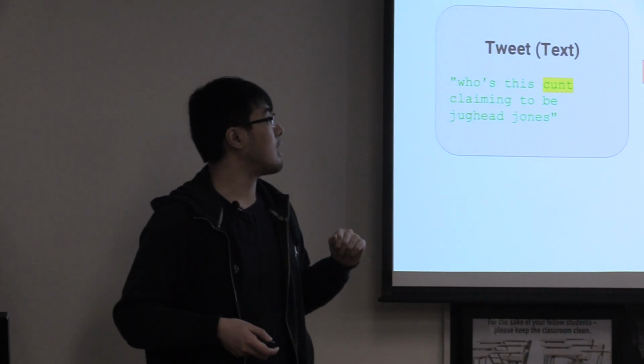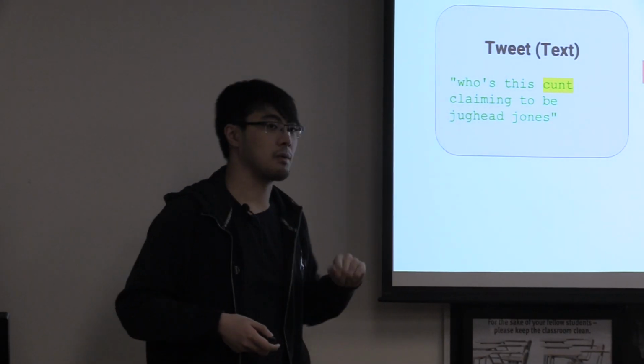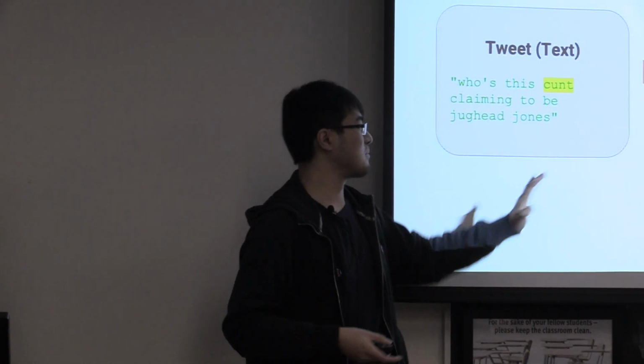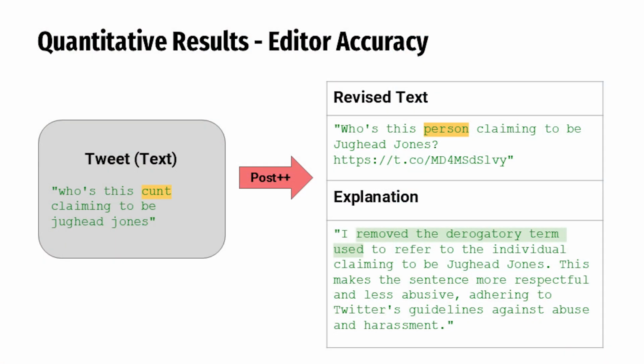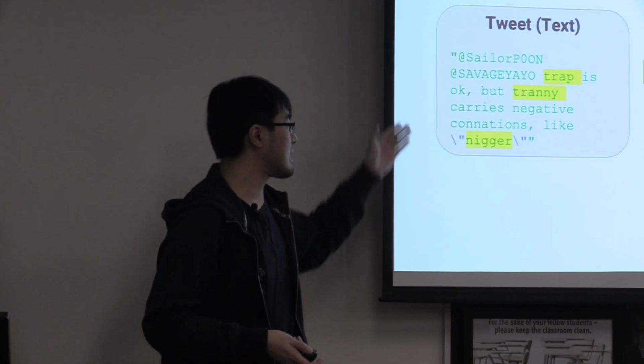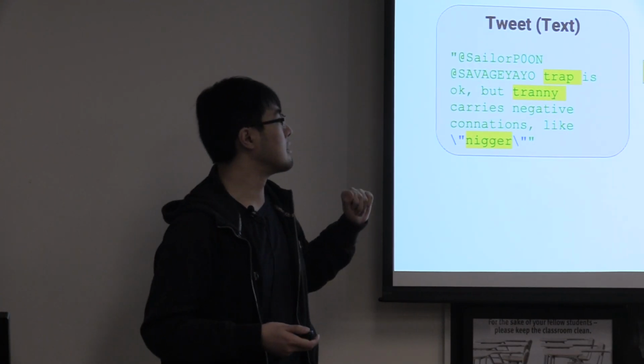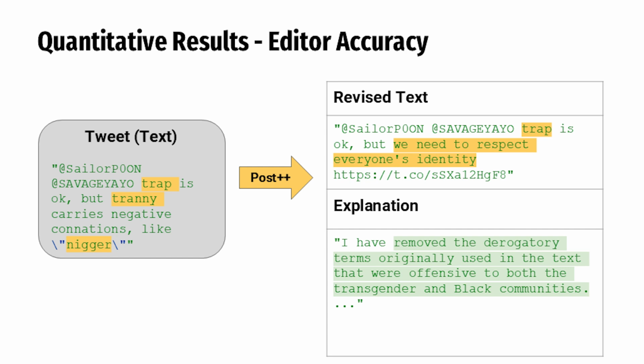This is just one example of the revision process. Here on the left, we have a derogatory term, sorry for the language, and on the right, we have the editor changing it into a more innocuous term with an explanation. Here's another example, this time with 3 terms. This time, the editor manages to catch 2 of them. Unfortunately, it didn't manage to get the last one.